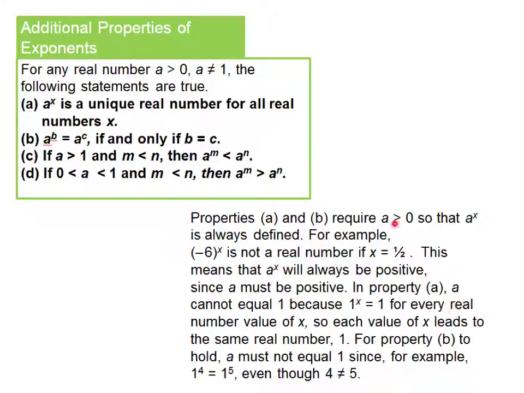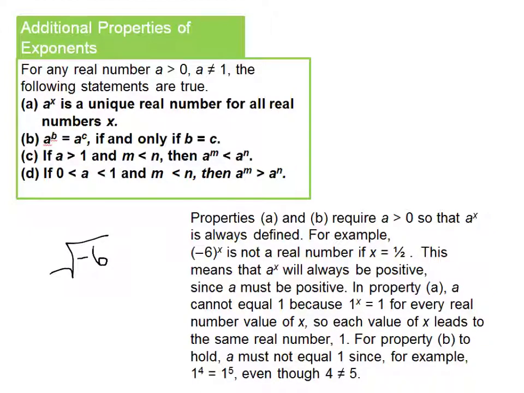If you look at what's written down here, which is also in your notes, it tells you that properties A and B require that a is greater than 0 so that it's always defined. And what they're showing you here is negative 6 to the power of x is not real, because if you put something like x to the 1/2, that would be like taking the square root of negative 6, which is not a real number. So that means that a to the x power will need to be positive.